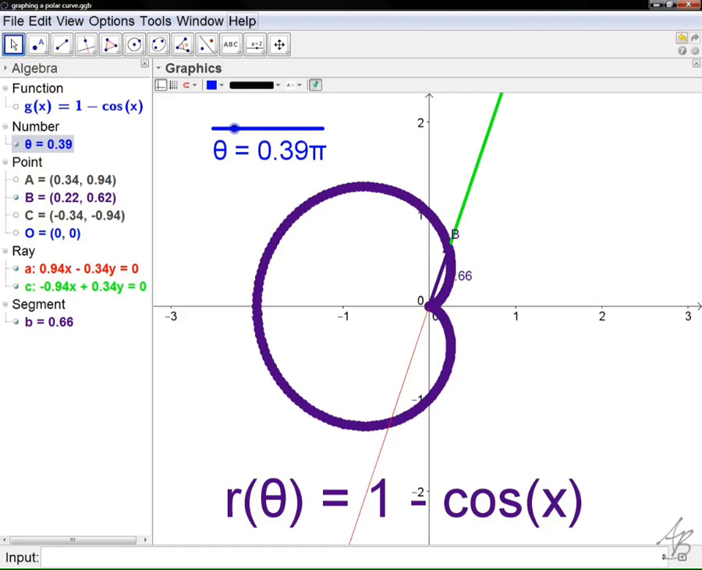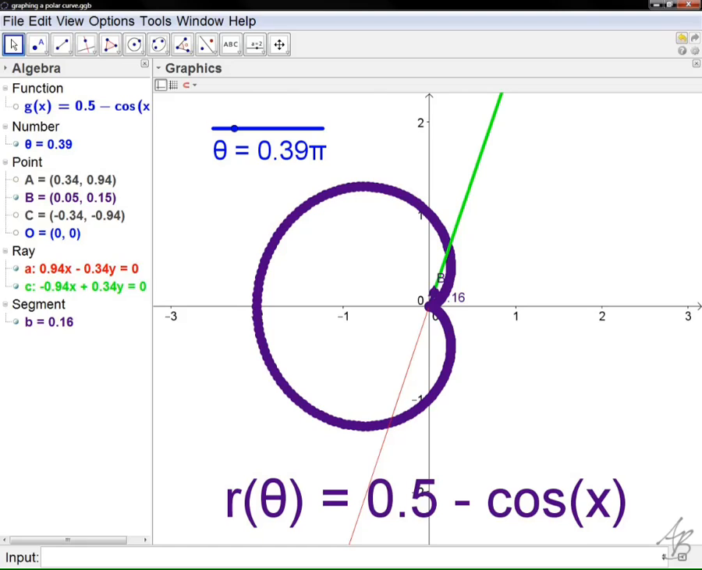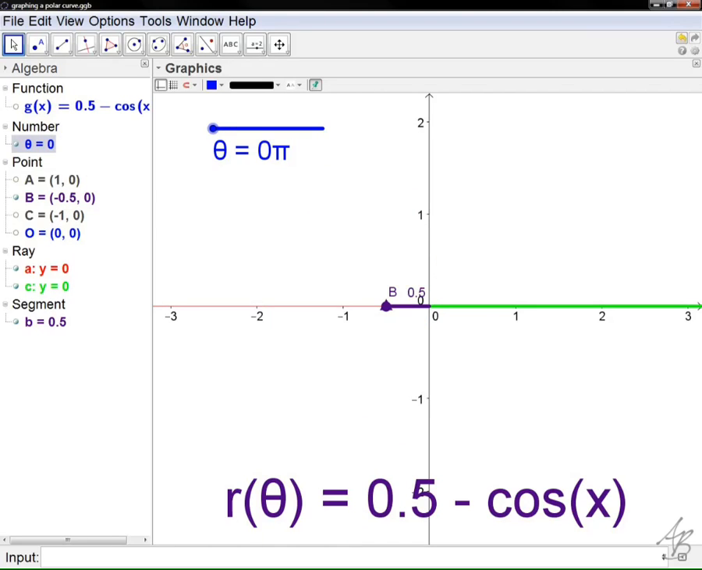And so I want to look at one other relation. I'm going to change our relation to 1/2 minus cosine of theta. And when we do that, we'll see that our initial value when theta is 0 is now going to be negative 1/2. So our point is along the red part of our line by a distance of 1/2, so it's on the negative side. So even though our theta is 0, so we're on the positive x-axis, it's going to be on the negative x-axis because our value is negative.